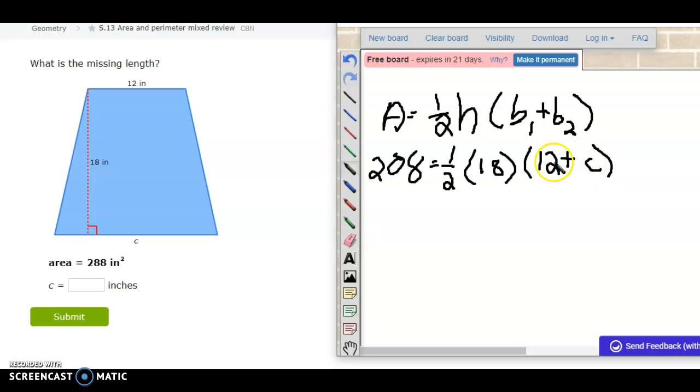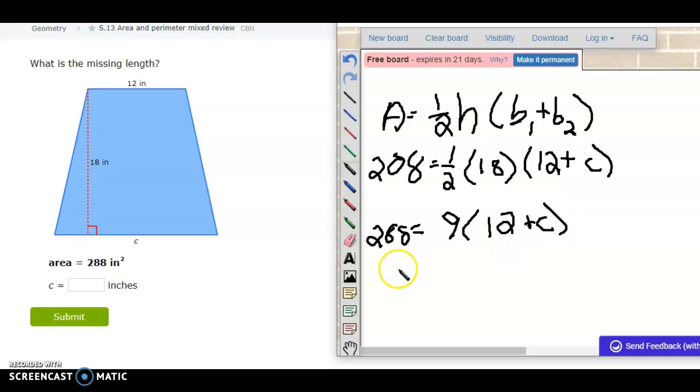Again, it doesn't matter where you put your bases. I could put C plus 12 as well. This order here does not matter. Now I'm going to go through and try to simplify one side first. So on one side, over here I saw my 288. Can't do anything over there. That's as simplified as it gets. On my right side, I can take half of 18. What is half of 18? That's right, it's 9. So I have 9 times 12 plus C.